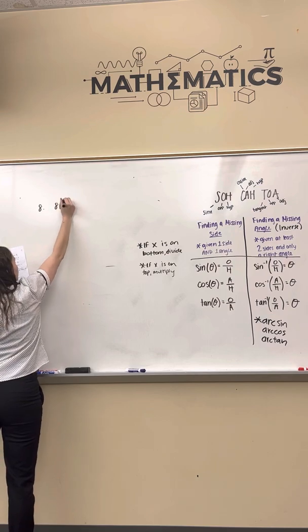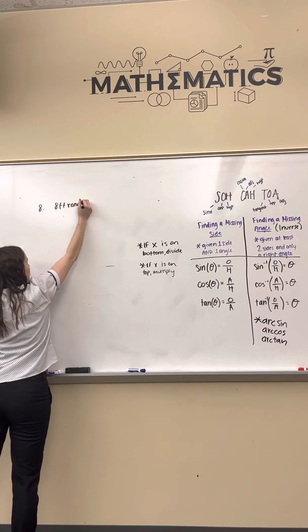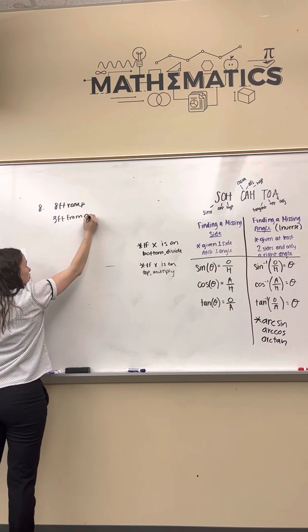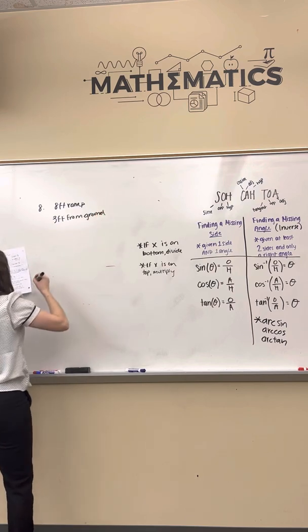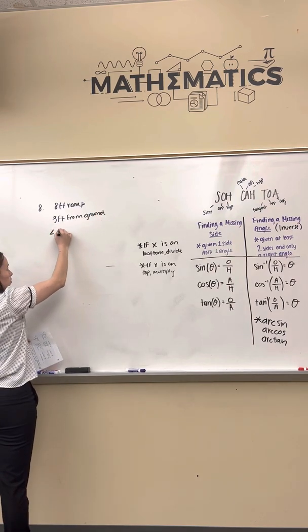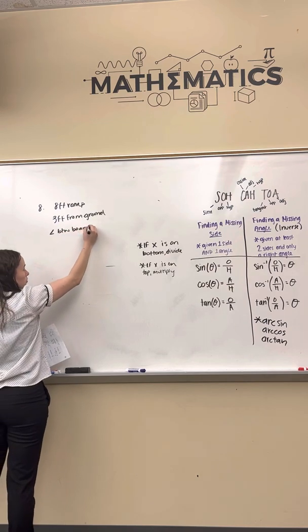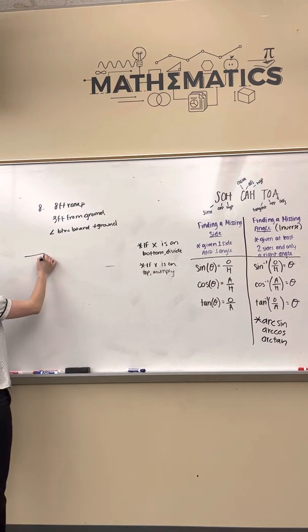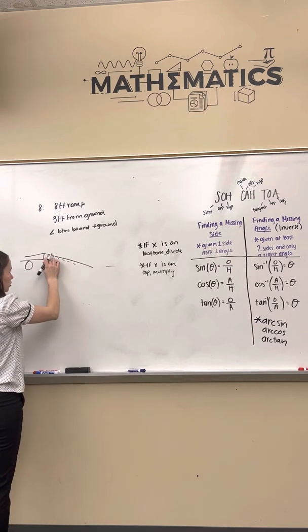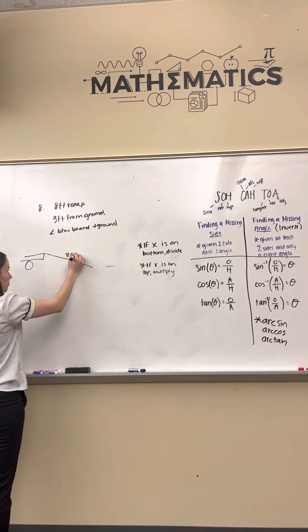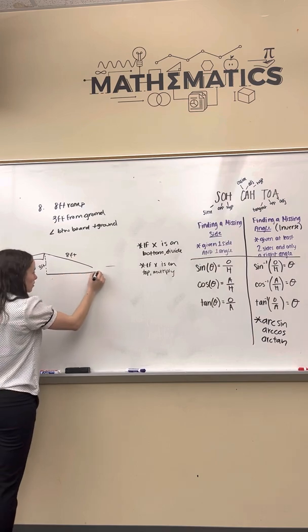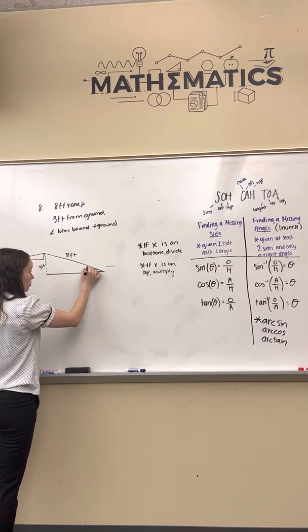This one says we have an 8-foot ramp on a truck bed that is 3 feet off the ground. And we want the angle between board and ground. Okay, so once again, we're drawing our picture. Here's my truck bed, here's a tire. There's my ramp, it's 8 feet. It's 3 feet off the ground. And we're trying to find right here, this angle.